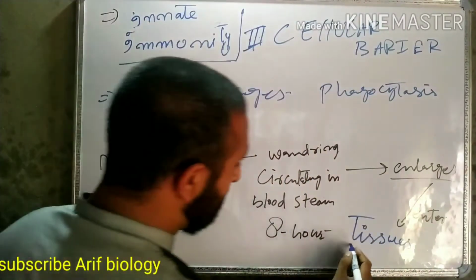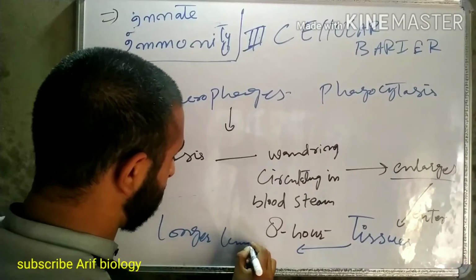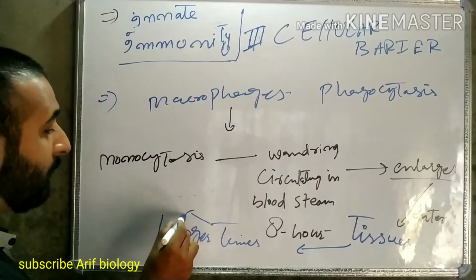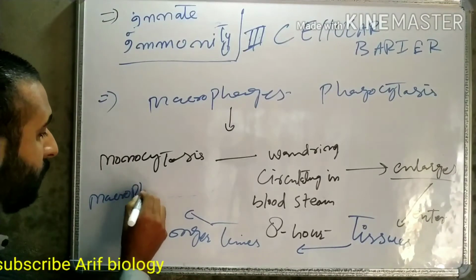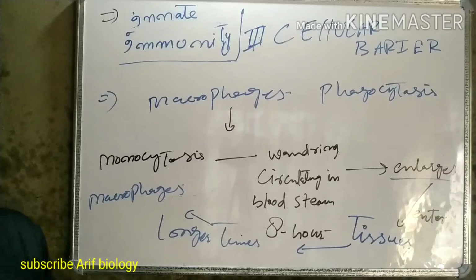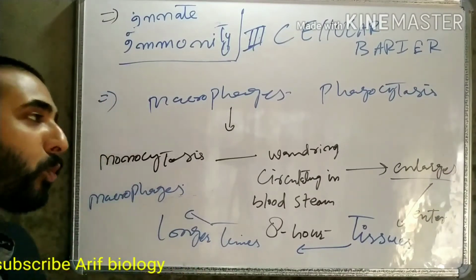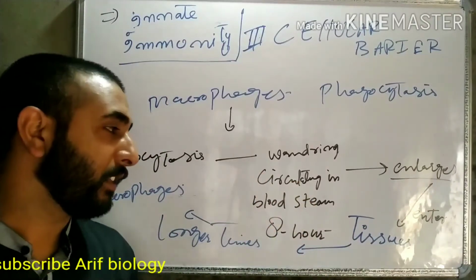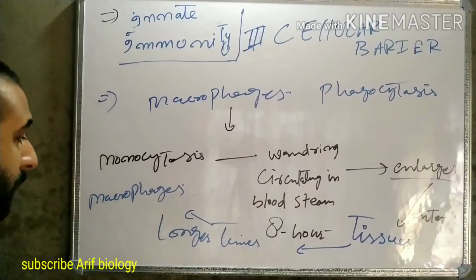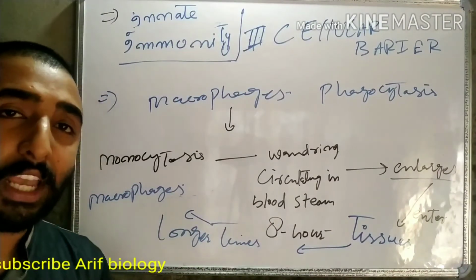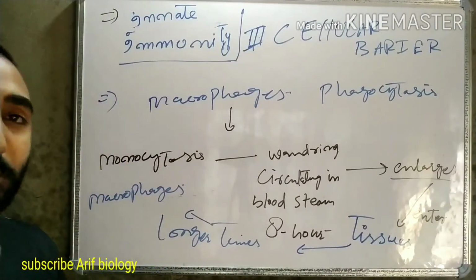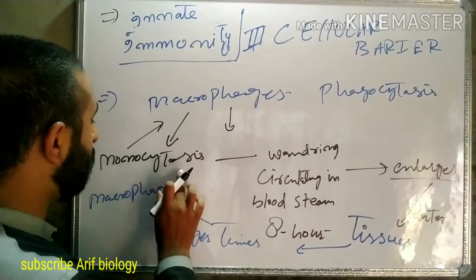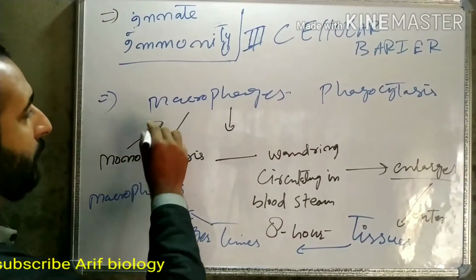When they enter into tissue, they can stay there for longer times, and then they are known as macrophages. So macrophages are actually monocytes, but when these monocytes wander and circulate in our bloodstream for 8 hours, they enlarge in size and enter into the tissues. When they stay there for longer times, we call them macrophages.